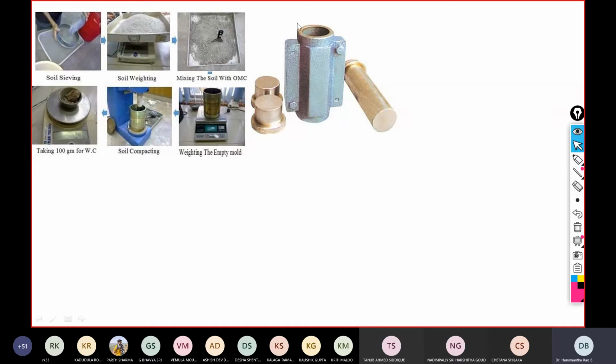Within this mold, we need to compact the soil sample from the top. So how do you compact it? We need a compactor. So this is the compactor. The soil sample, which is mixed with the water, is placed within the mold, and with the help of the rammer we compact the soil sample until we achieve the desired density and the water content.